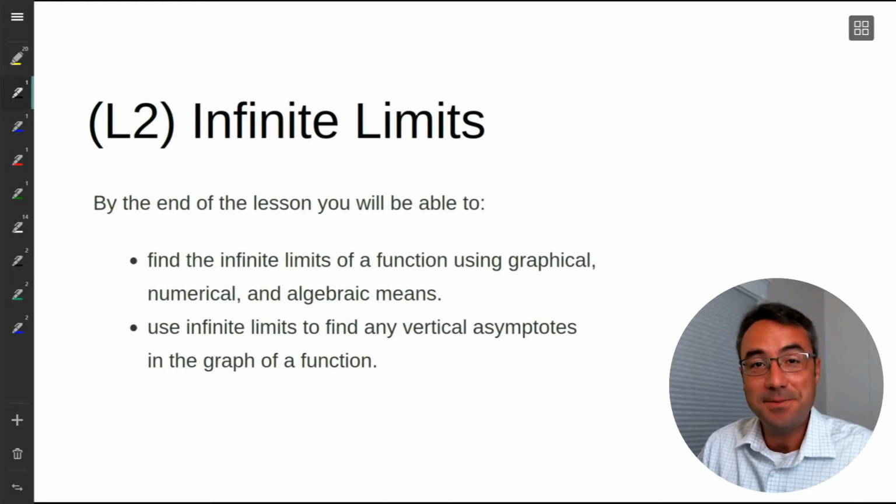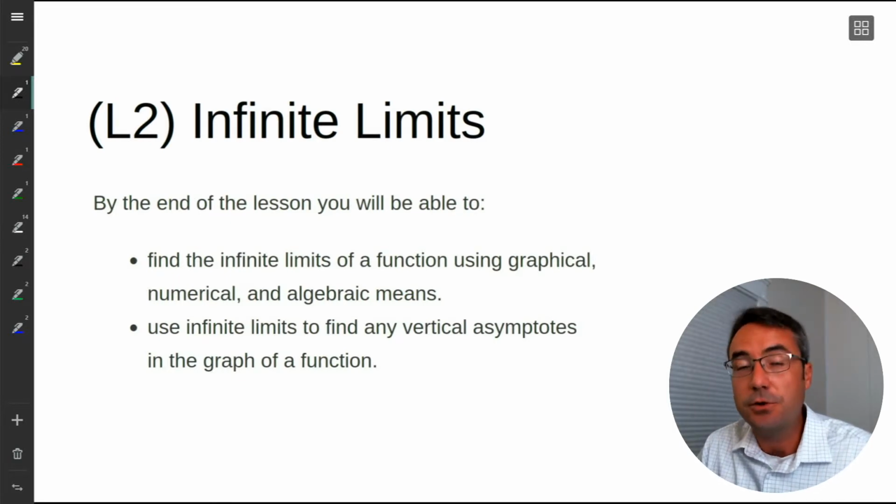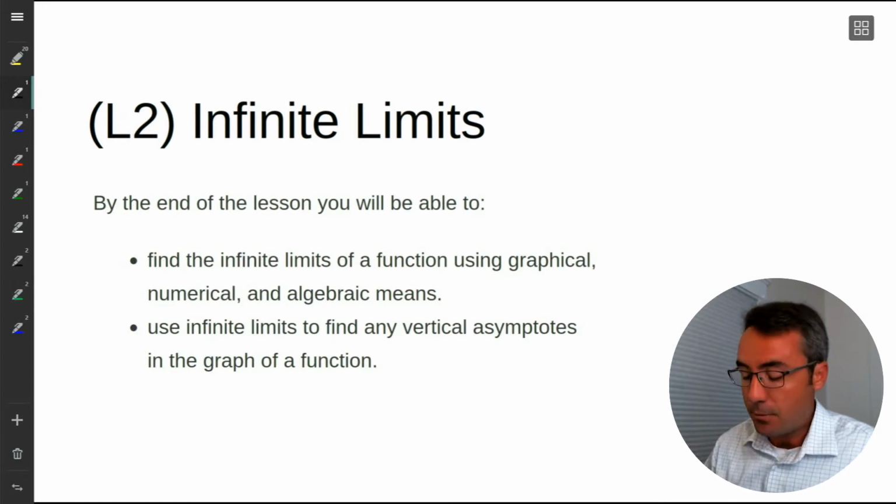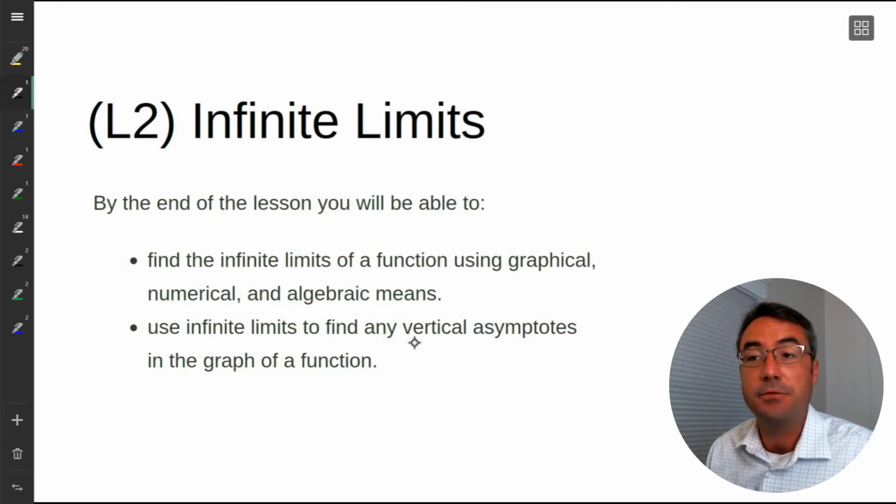All right, welcome everyone. In this lesson, we're going to introduce the idea of infinite limits. Specifically, we're going to see how to find the infinite limits of a function using graphical, numerical (so if we had a table of function values), or algebraic means. Related to this idea of infinite limits is the idea of vertical asymptotes. So we're going to see what these are and how to find these as well using our infinite limits. All right, so let's get started.